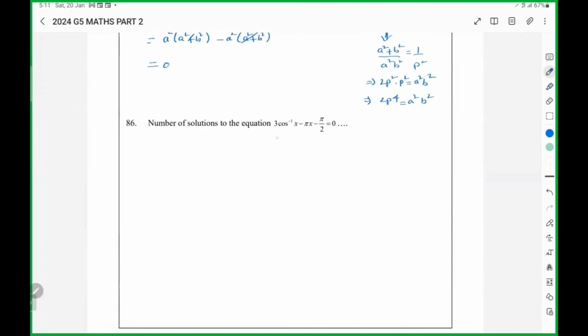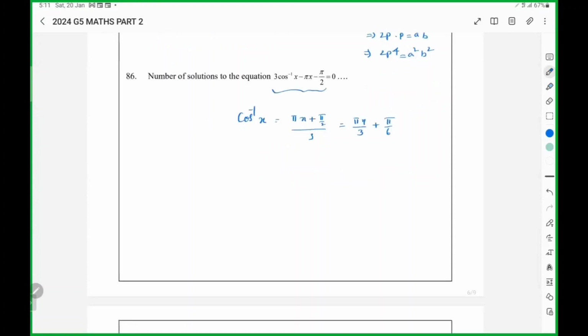Here, this type of non-standard equations, pi x by 3 plus pi by 6. Non-standard in the sense one is trigonometric, the other is algebraic. So solving is difficult. The only possibilities are either guessing, or strategy, or graph.